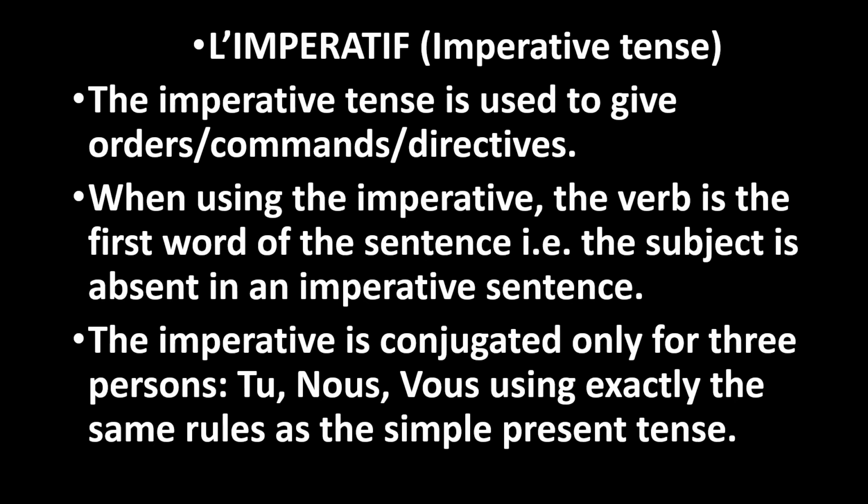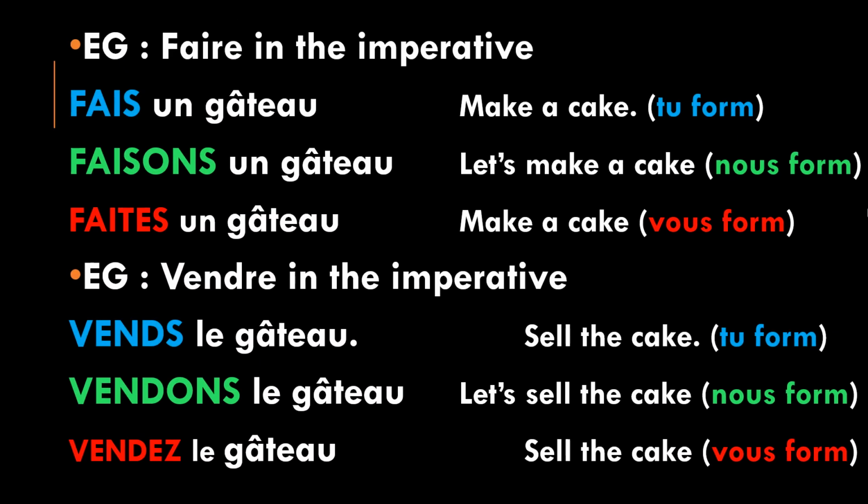Now, what you also need to note is that the imperative is conjugated only for 3 persons, tu, nous, and vous. For je, for il and elle, and for ils and elles the plural, there is never an imperative form. Now this is simple in the sense you have to use the same rules that you have learned for the present tense, except there are a couple of exceptions which you are seeing on the next slide. On this slide you can see how the verbs faire and vendre have been conjugated for the 3 different persons using the imperative tense. Go through these examples and understand.